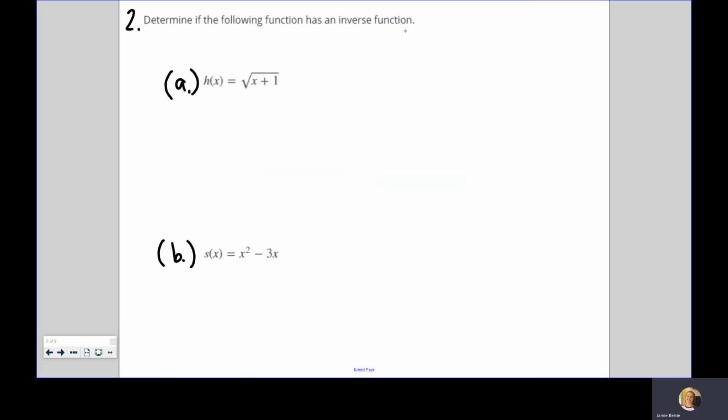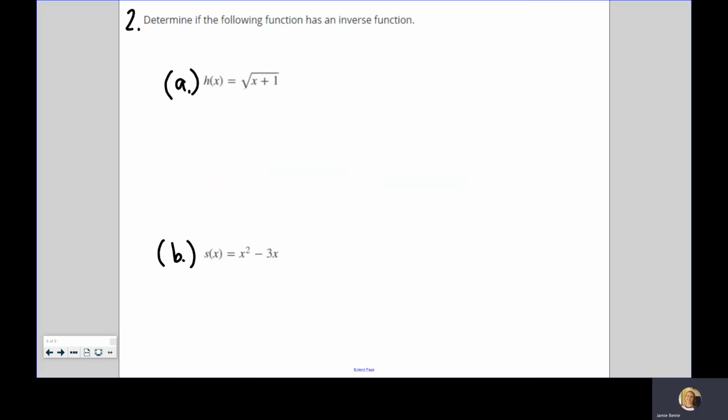All right, so it says determine if the following function has an inverse function. It says h of x equals the square root of x plus 1. Now, you could take your graphing calculator and graph this and look at it that way. But an easier way to do that would be to think back to what we did in section 4.1 and ask, what is the basic function that this comes from?